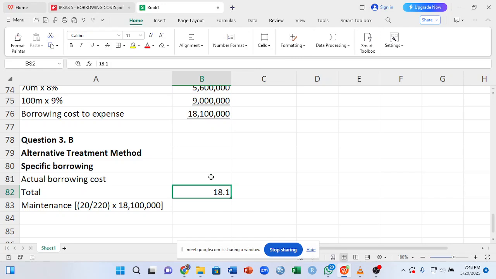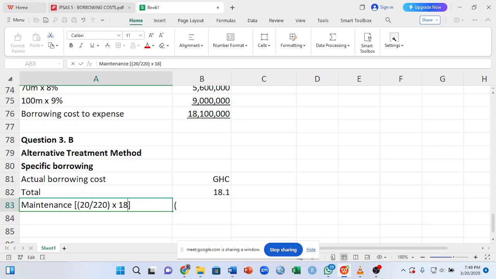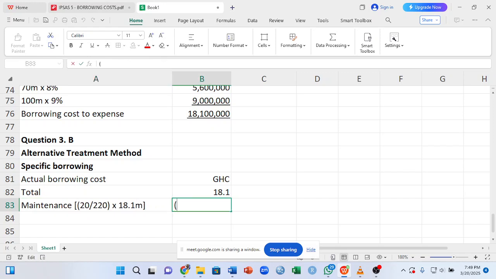Let me bring them. Ghana cedis. So let's calculate this again. What do we get? One million. So just ignore the zeros and let's do it this way. 18.1 million. What will you get? You're supposed to get 1.6545. So run it up to one decimal place. It's fine. 1.65.